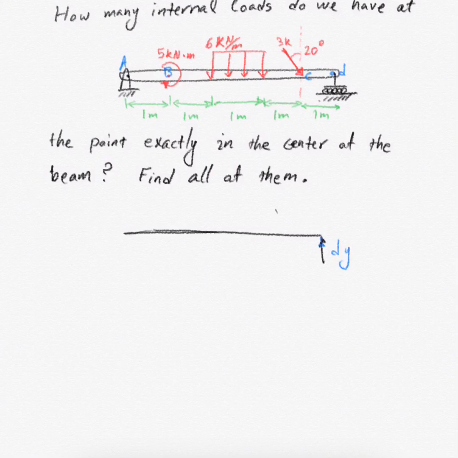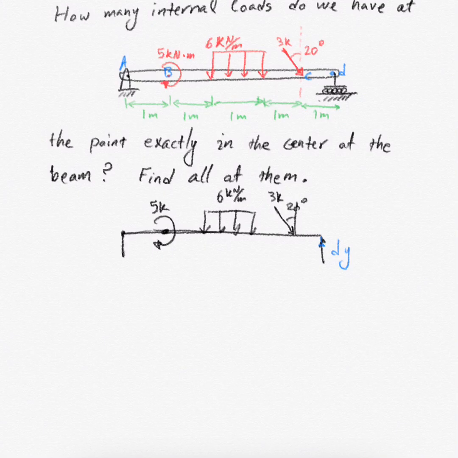Then you have 3K at 20 degrees, and you distribute the load here, 6 kilonewton per meter, couple moment 5K, and Ay, and obviously Ax. And no external moment at A because it's a pin. So that's your system. So you go ahead and write the equations.